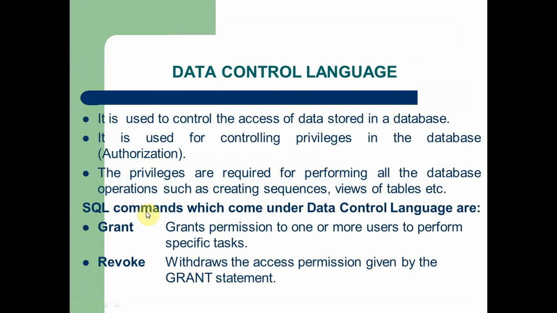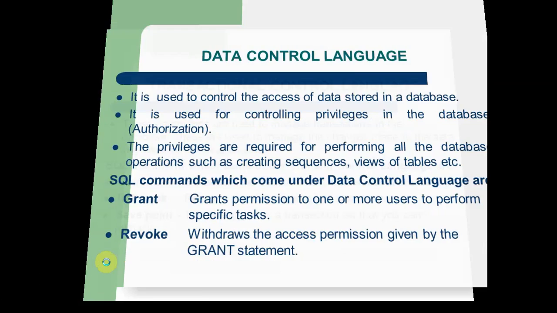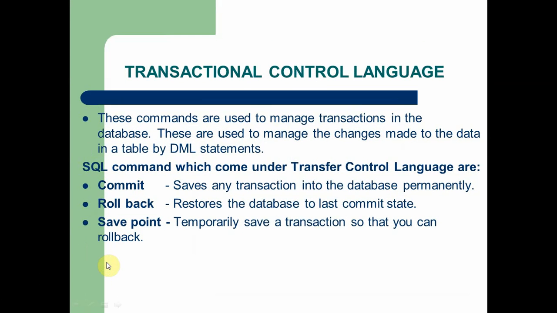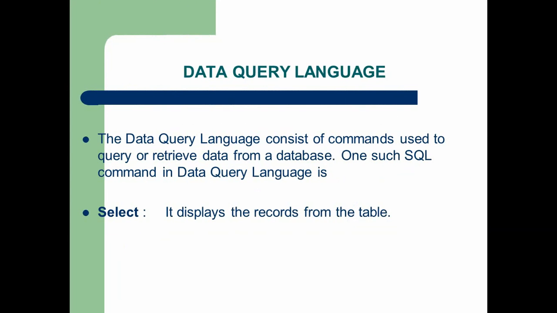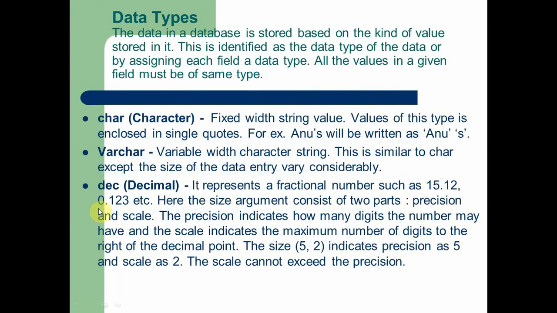Now we also discussed the DCL. There are two commands in DCL: grant and revoke. Next, transaction control language. There are three commands in TCL: commit, rollback, savepoint. Now the last component is DQL, that is query language. There is only one command, select, which is the only command used in DQL.